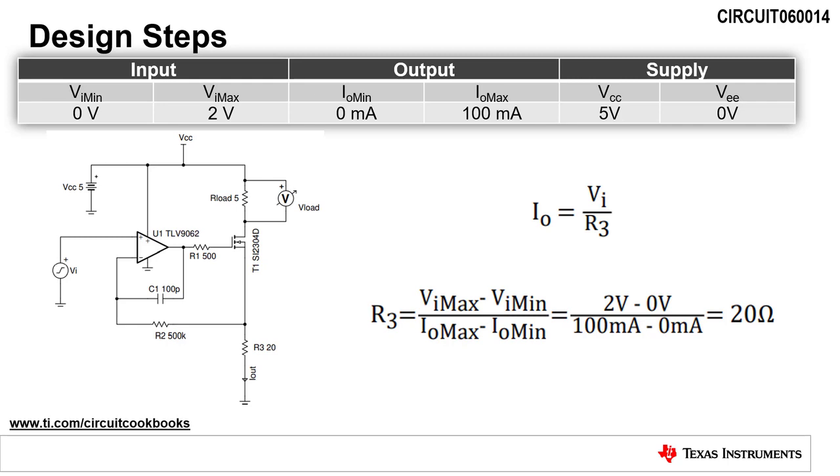The first design step is to calculate the sense resistor, R3. The value of R3 is the input voltage range divided by the output current range. For this design, R3 equals 20 ohms.